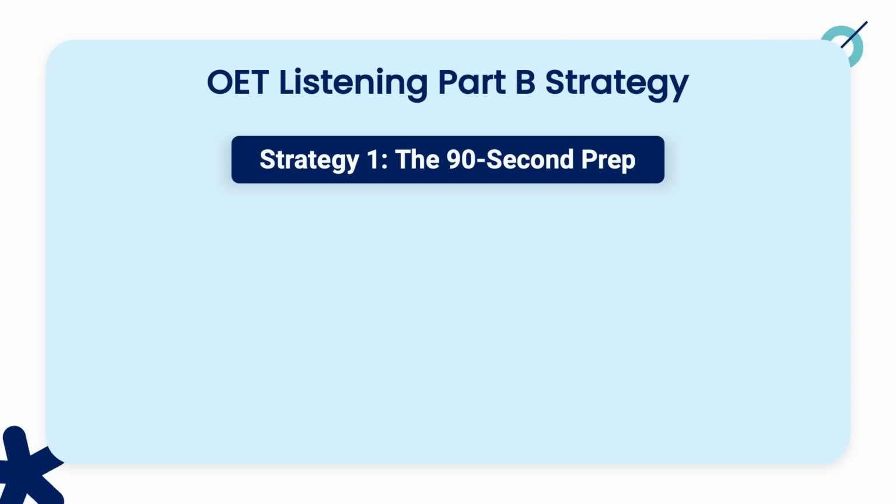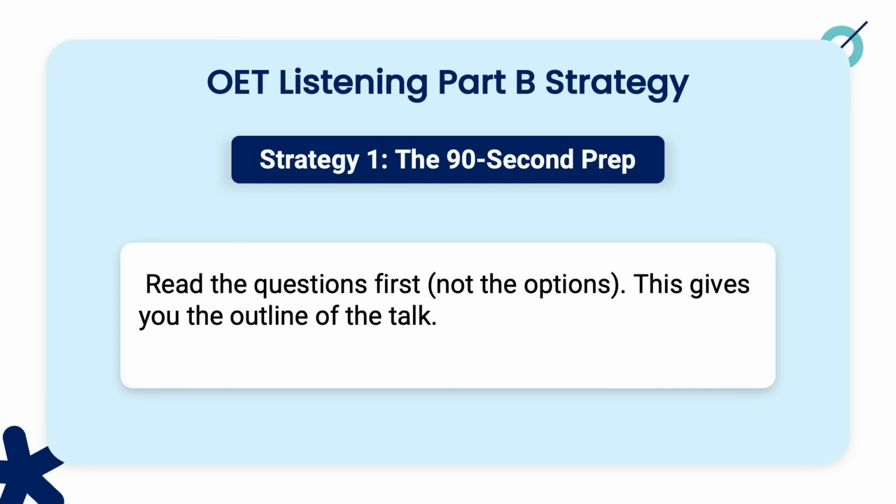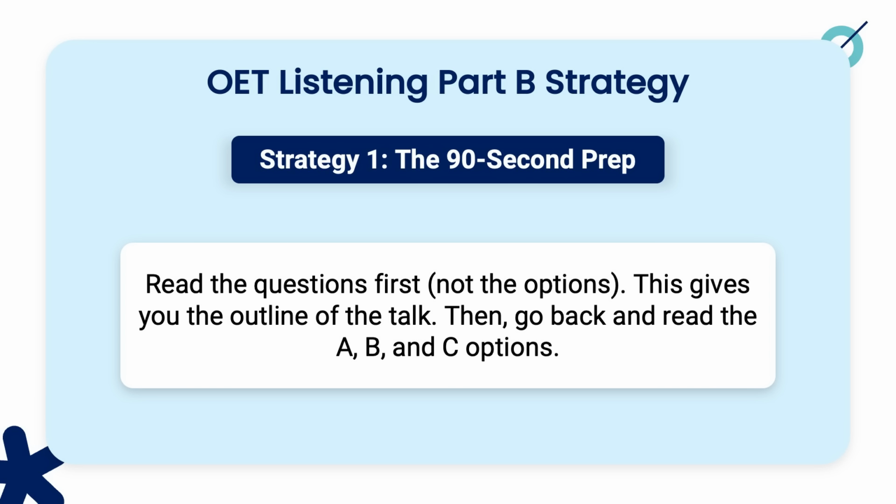Strategy 1 is the 90-second prep. You have 90 seconds before the audio starts. During this time, you should read the questions first, not the options. This gives you the outline of the talk. Then you want to go back and read the A, B, and C options.